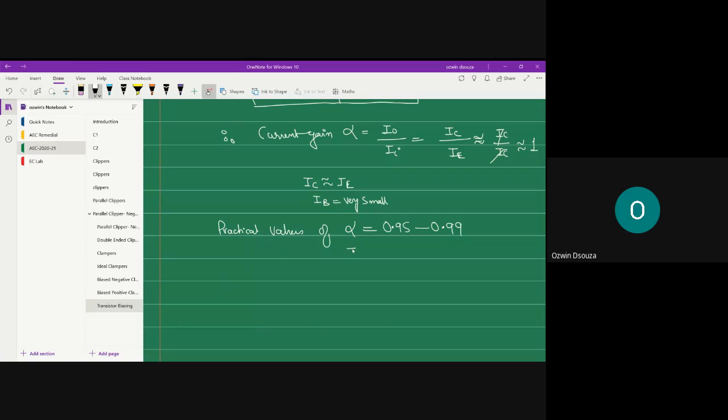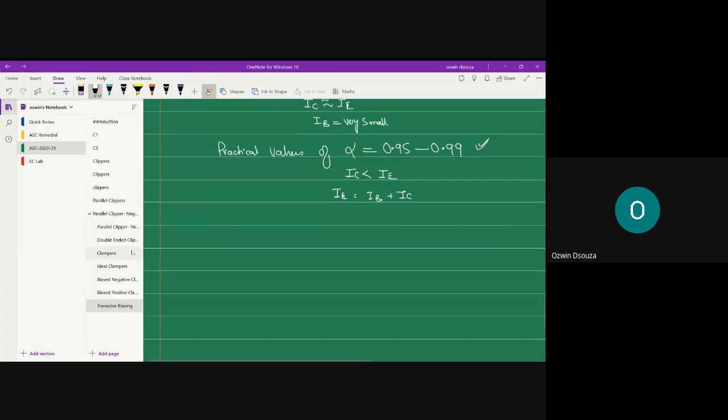That is because your IC is less than IE, because you know that IE is IB plus IC. Emitter current is slightly greater than the collector current. So that's the reason, since emitter current is coming in the denominator, obviously the ratio will be very close to unity. Ideally unity, but practically it will be very close to unity. So the normal range is 0.95 to 0.99.